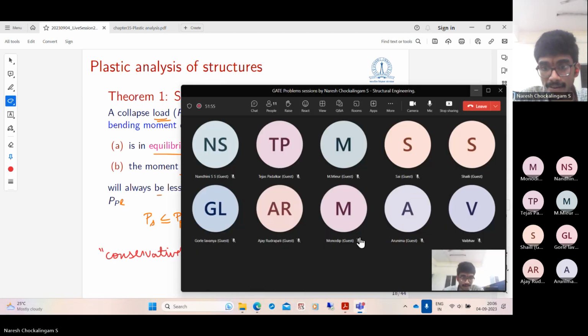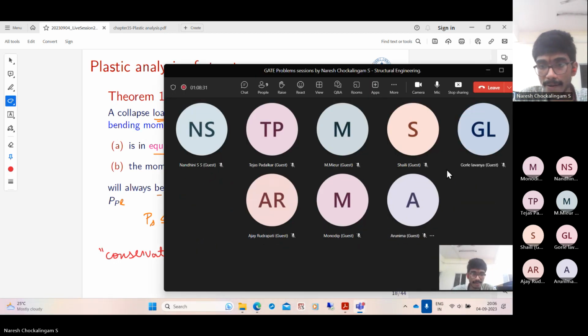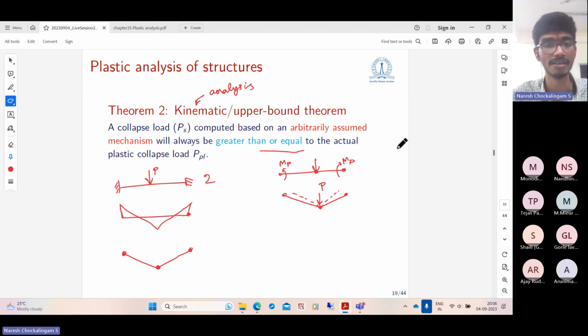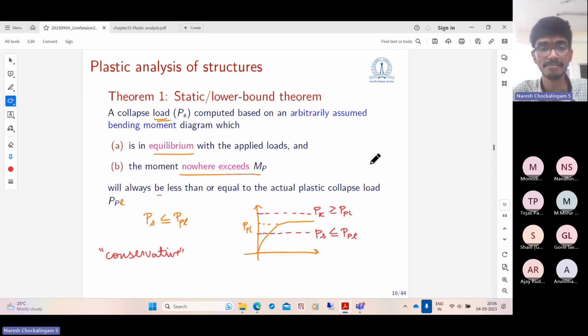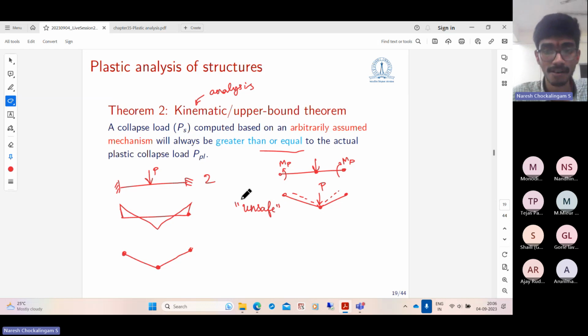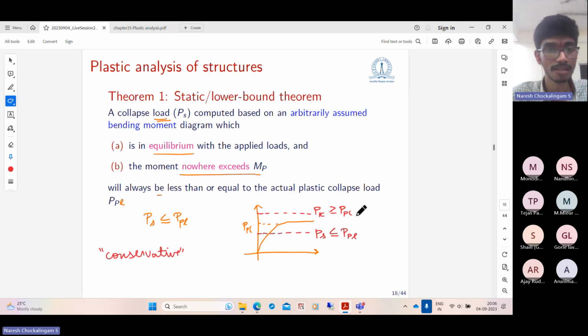So is that okay? When we solve a problem, it will become simple. You will understand. The problems are actually simple, but the concept is a little involved. The problems are actually easier than the friction problem which we just solved. This is called an upper bound theorem. But this is not conservative. This is kind of unsafe. It's a bit unsafe, but economical, right? So you have to be careful when you use the kinematic assumption.